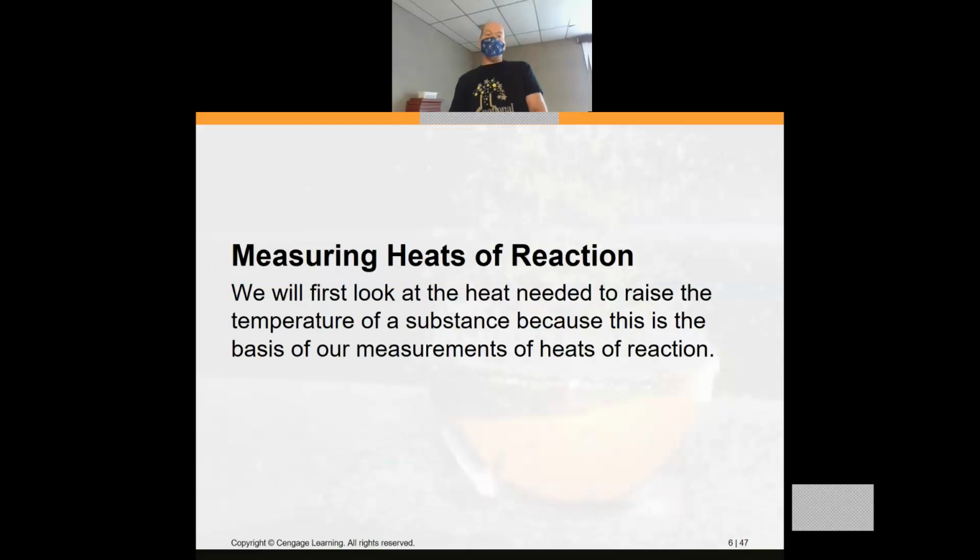All right, so here we're going to measure heats of reaction. We're going to talk about raising the temperature. We're going to look at a temperature change to measure the heat of reaction. So an exothermic reaction is going to get hot. We're going to measure that by using a thermometer. If we do an endothermic reaction, it is going to get cold. Again, we would measure that by using a thermometer.